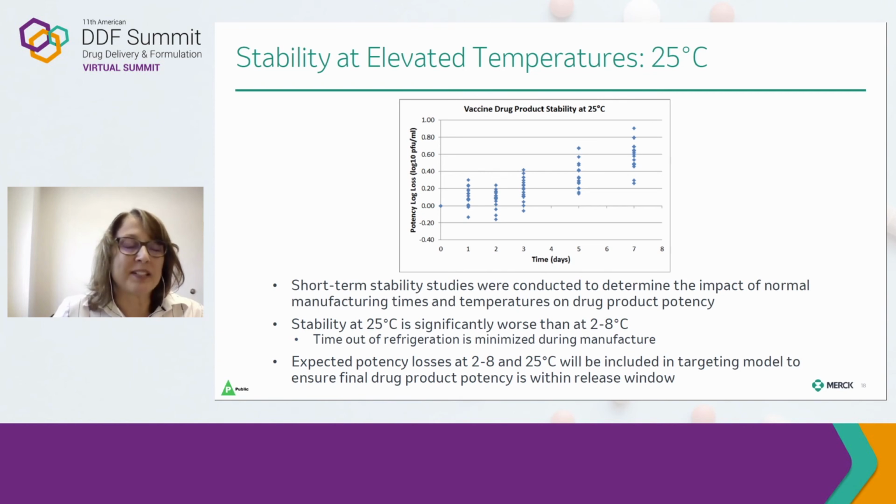You weren't surprised that it's higher at 25 C, but the extent is much more than you would think, and you're talking just in days. So here you had to make sure that you controlled your time out of refrigeration during manufacture. What we did for the process there, of course, is put everything that we possibly can at refrigerated temperatures and limit that time at room temperature. And you put those into your fill model to make sure you're building in your potencies to hit your target. The main thing is making sure you control the process.